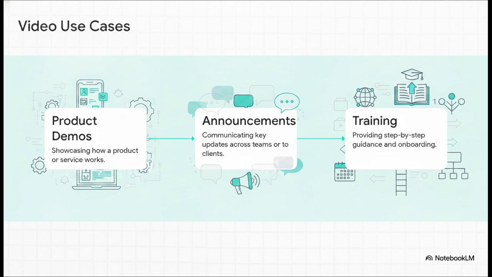Second, we have company announcements. Think of this as communicating key updates or major milestones across your teams or directly to clients in a highly engaging way. And third is training and onboarding, so providing that step-by-step guidance, employee onboarding material, or skill development content. By just choosing one of these lanes right away, you give your AI assistant a super clear operational target, and that saves you hours of aimless generation.